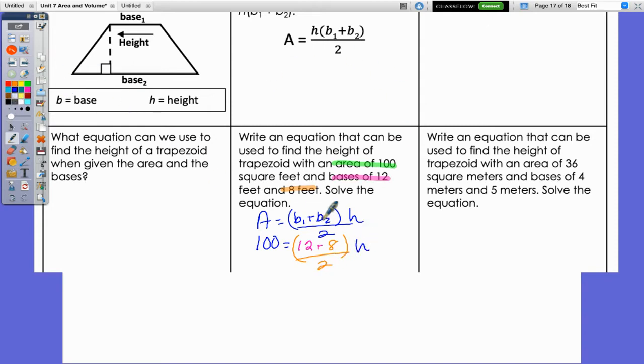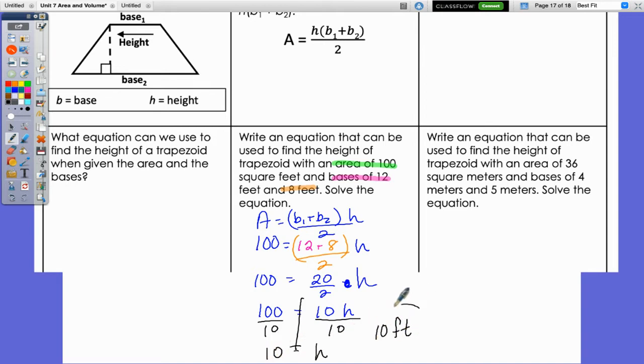Now, you can flip it so h is by itself, or you can work this out ahead of time because this is a nice even number. 12 plus 8 is 20. So I get 20 divided by 2 times h. And so I get 100 equals 10h. Now this is a one-step equation that you guys are very familiar with and you know how to solve. So I'm going to draw my line. Happily married couples don't exist in math class, so we're going to divorce them. And we find out that my height is 10. 10 what? 10 feet.